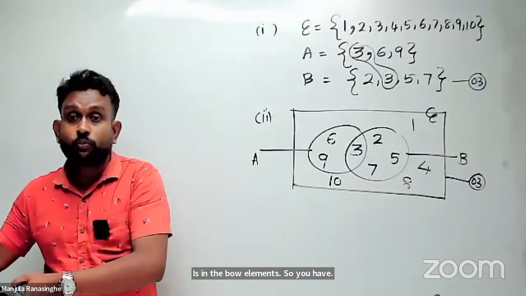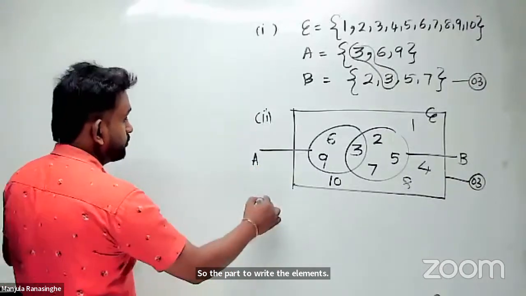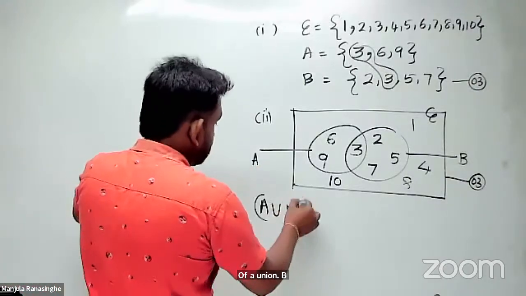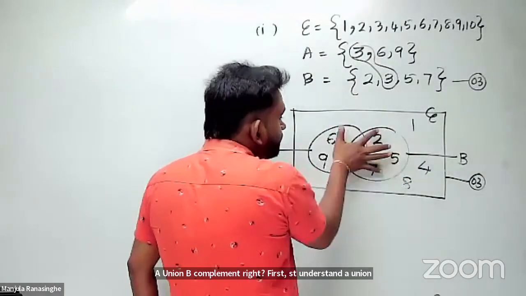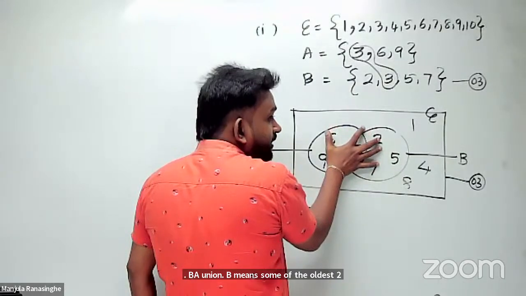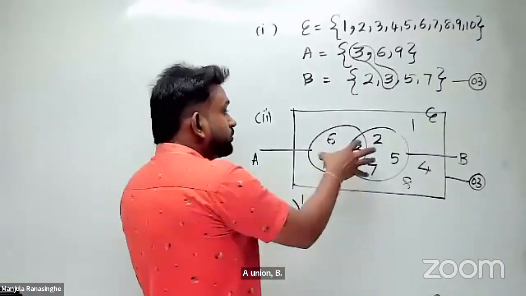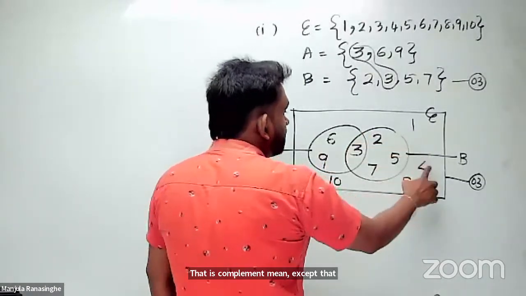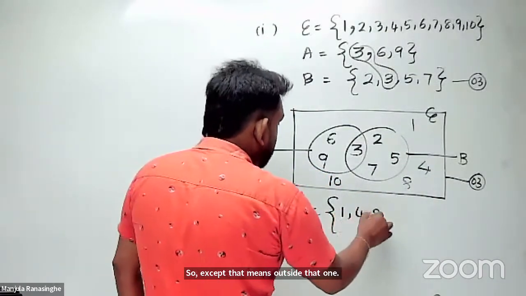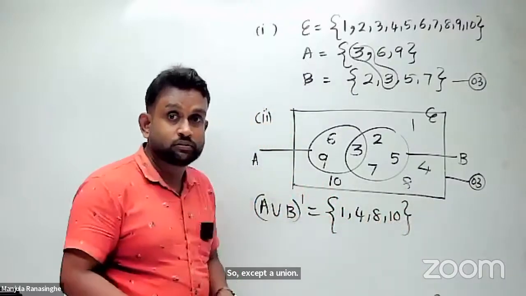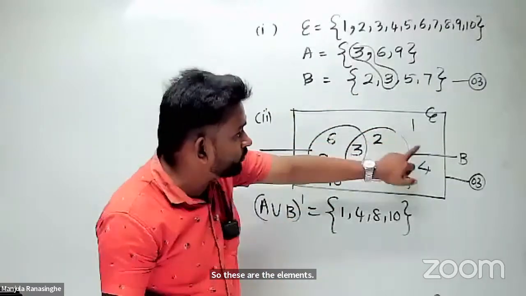So the part 2, write the elements of A union B complement. So A union B complement. Right, first understand A union B. A union B means the sum of all the 2 elements, the sum of all the 2 sets. A union B complement means except that. So except that means outside that, 1, 4, 8, 10. So except A union B, 1, 4, 8, 10. So these are the elements. Okay, A union B is this one, except that, outside 1, 4, 8, 10.